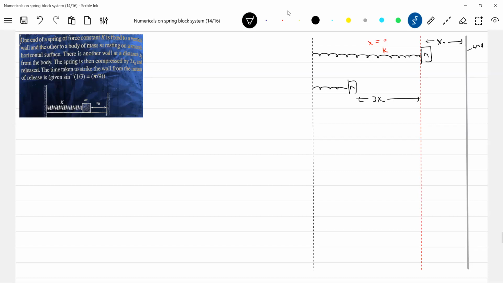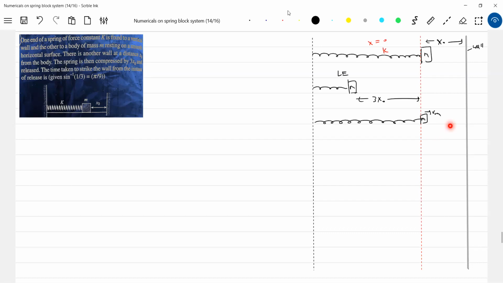Then I release it. So it will come to the mean position, will have maximum velocity. It will collide. So let it collide elastically. But it is not permitted to go 3x naught on either side, no? The wall will not permit it to go beyond that. So is it SHM? We can say yes. Still it's SHM, so this is the left extreme. The wall will not permit it to extend beyond x naught. So on this side, it will have displacement 3x naught, on this side only x naught, and will come here.